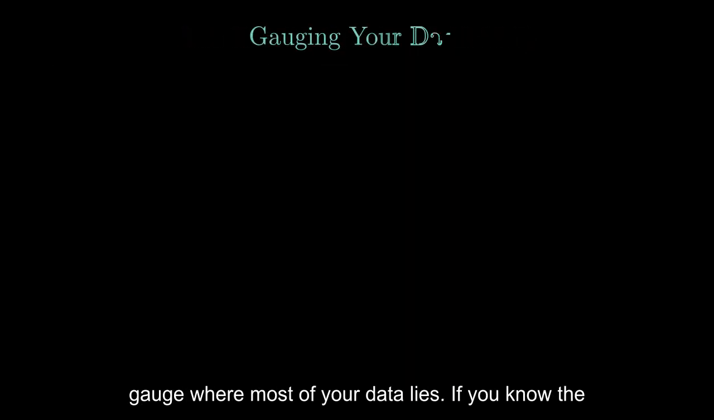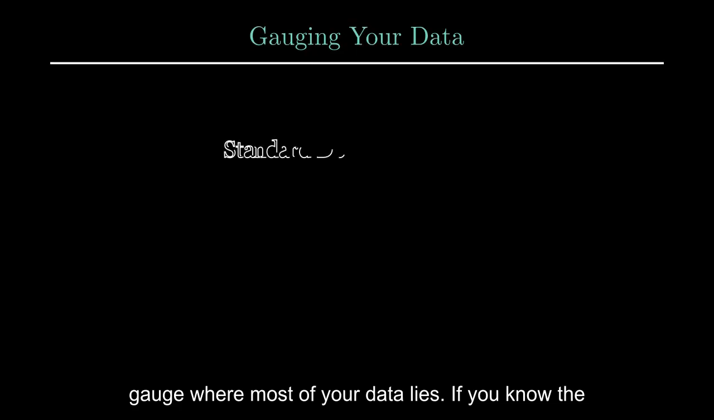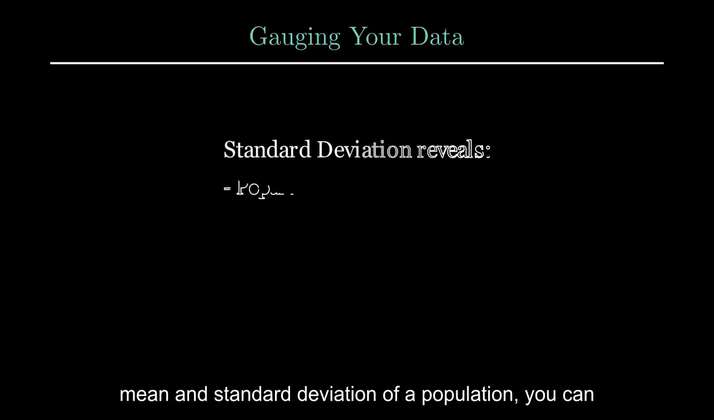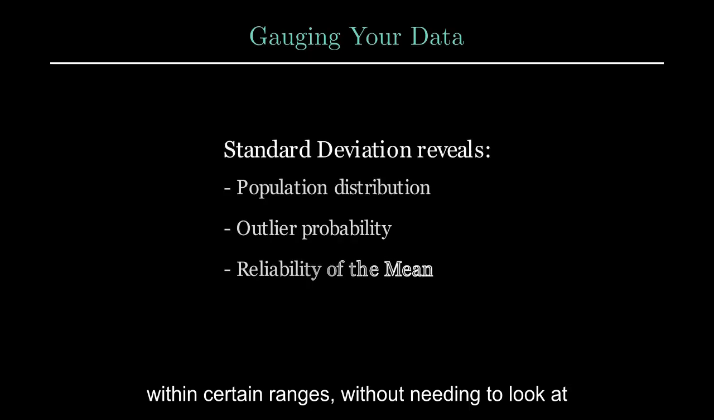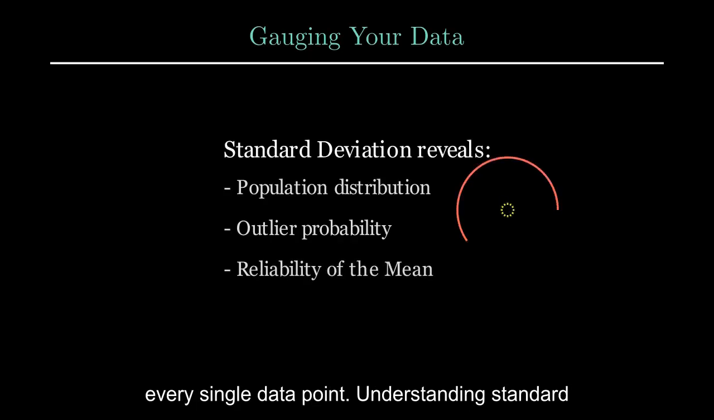This rule provides a quick way to gauge where most of your data lies. If you know the mean and standard deviation of a population, you can estimate the proportion of data points that fall within certain ranges, without needing to look at every single data point.